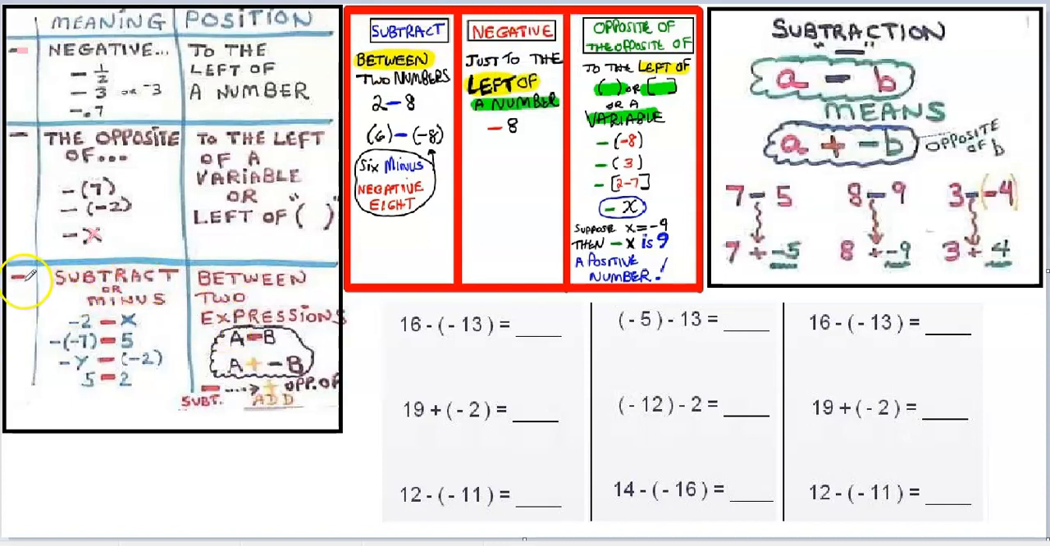It can mean subtract as long as there's something on both sides of it. So here in all these examples, it's going to mean subtract because there's a number and a variable on the left, numbers on the left and right, left and right. So here it means subtract. So it kind of has different properties.